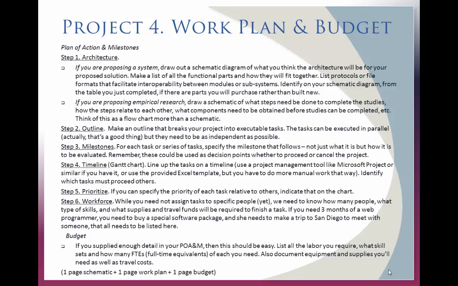Then we're going to do a timeline or a Gantt chart. I want to know how the tasks and subtasks relate to each other, which things have to happen before other things, which things can happen in parallel. I want to know next how these things are prioritized. You may have some things in your POA&M that are, I'd like to do this, but if I don't get to it, it's okay. You may have some other things that if I can't get this done, program's dead. Tell us what they are.